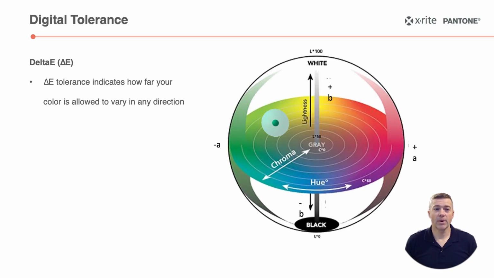Tolerances determine how much variation is acceptable before a color is considered out of spec. Understanding these concepts helps ensure consistency and accuracy in color matching across different applications.